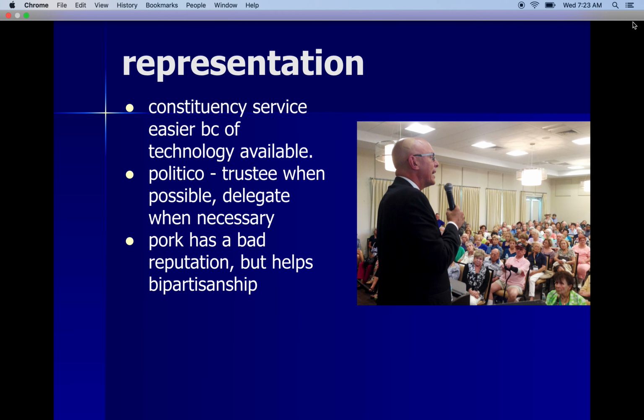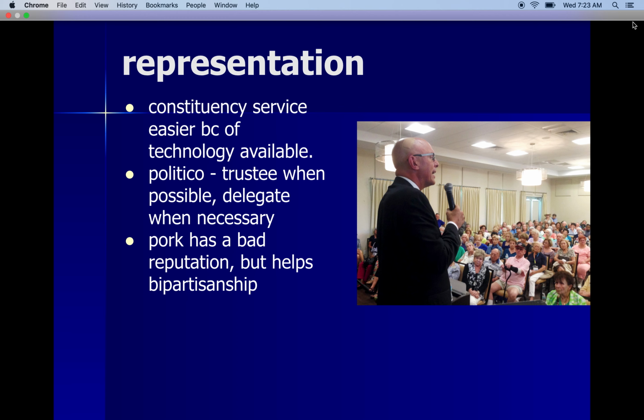All right. Second thing, representation. Okay. They're good at it. They're really good. If you write a letter to your representative, to Tom Graves, you're going to hear back from somebody in that office. And so they're really good at answering their constituents' concerns because they've got so much technology available to them.